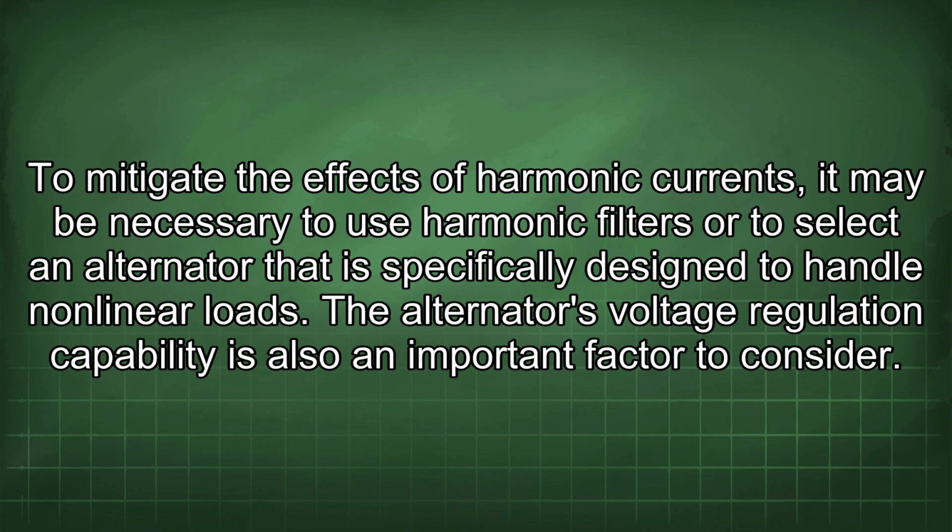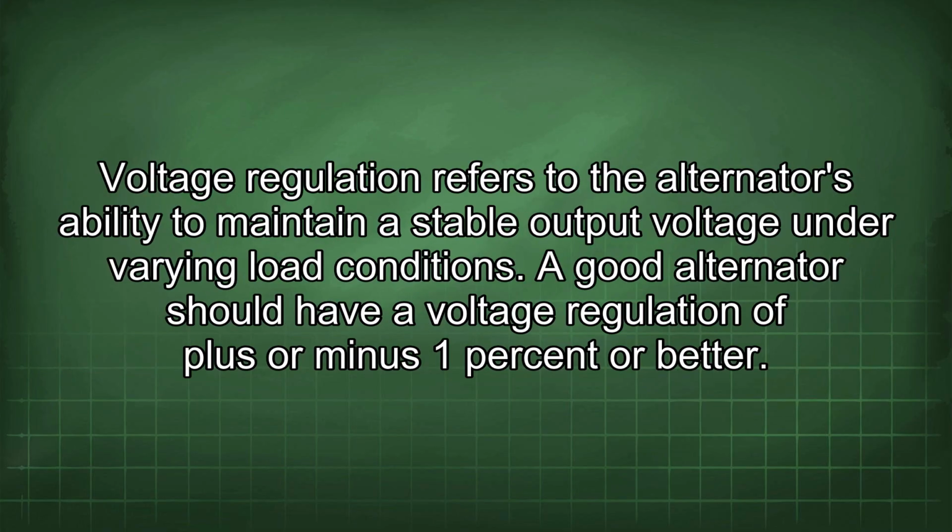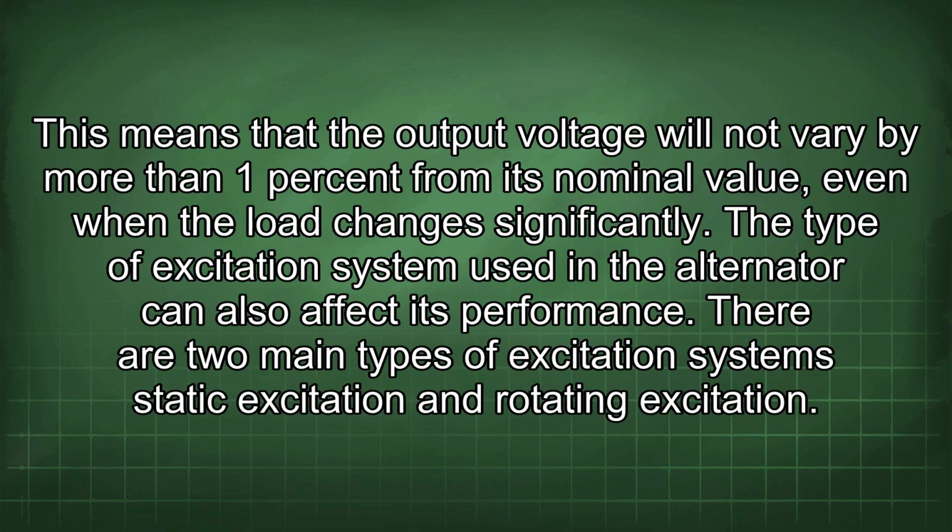The alternator's voltage regulation capability is also an important factor to consider. Voltage regulation refers to the alternator's ability to maintain a stable output voltage under varying load conditions. A good alternator should have a voltage regulation of plus or minus 1% or better. This means that the output voltage will not vary by more than 1% from its nominal value, even when the load changes significantly.